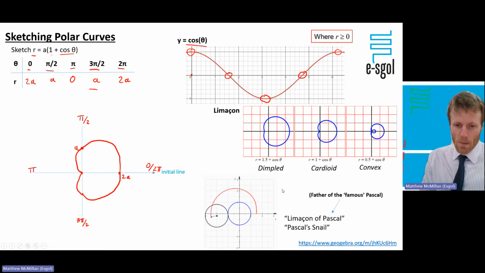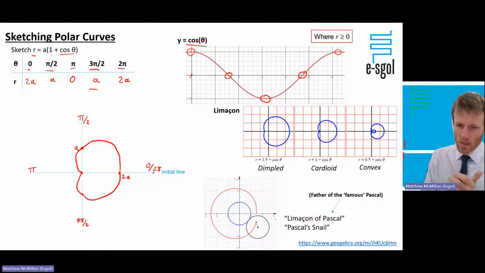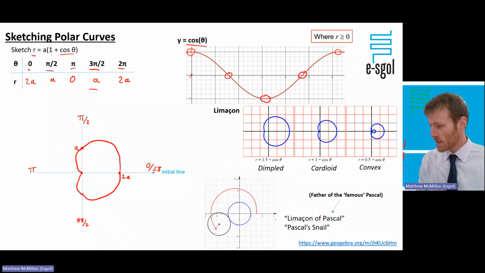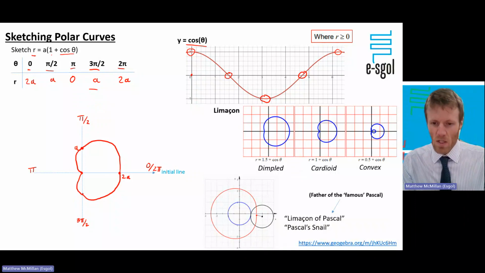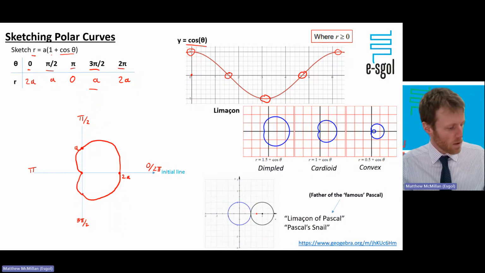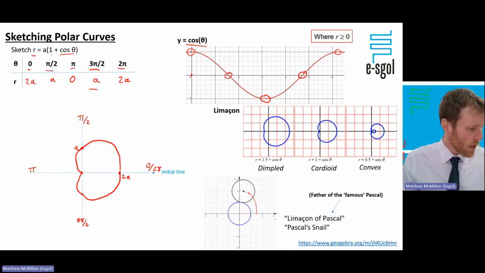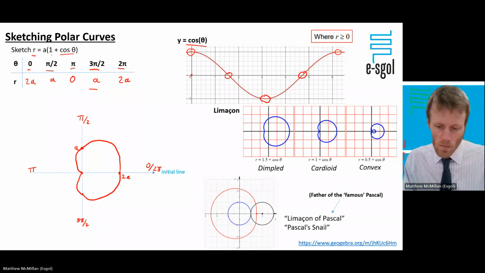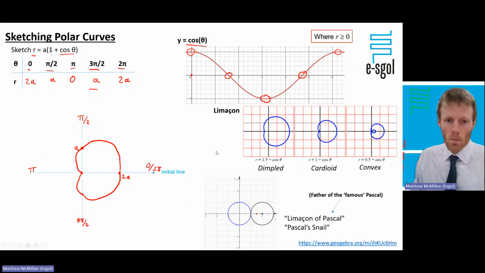This visualization I quite like. What's actually happening is a circle rotating around another circle. The limaçon of Pascal, that's the official name. Pascal is the father of the Pascal from Pascal's triangle. And limaçon, I don't think the translation is directly snail, it's something else, but I just found that interesting. So you might have to sketch some polar curves. Now, let's move on.